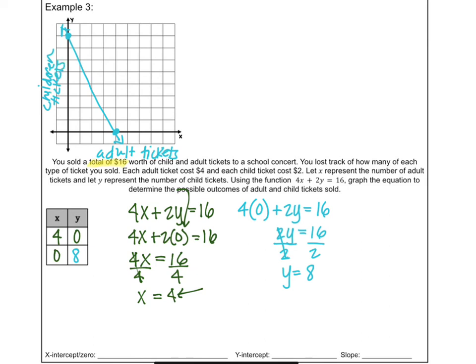And then anywhere on the line, especially those where that is a pretty point, because you can't sell part of a ticket, would be an opportunity to demonstrate or to show what that combination of tickets would be.